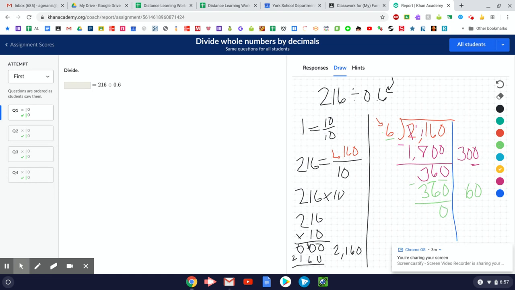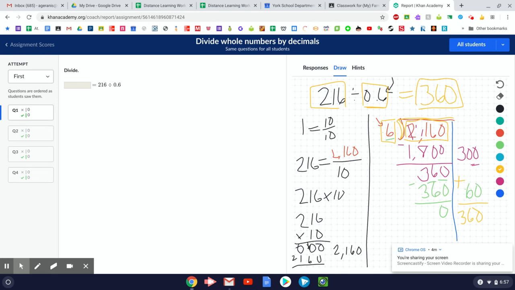Now let's add up our partial quotients and we'll get 360. So 2,160 divided by 6 is, our final answer, 360. 6/10. 216 divided by 6/10 is 360.